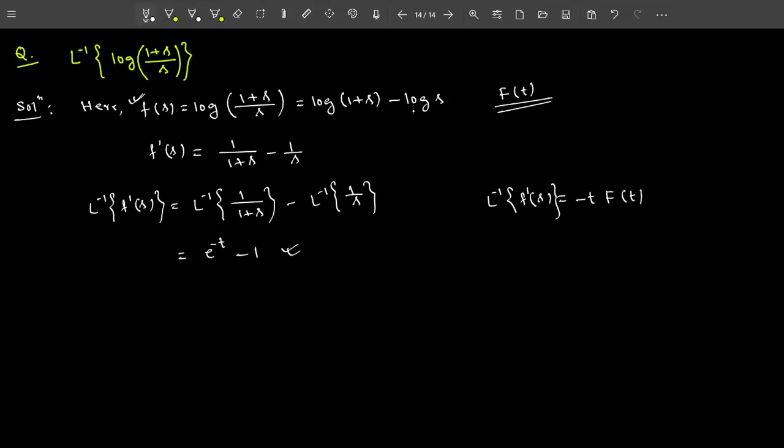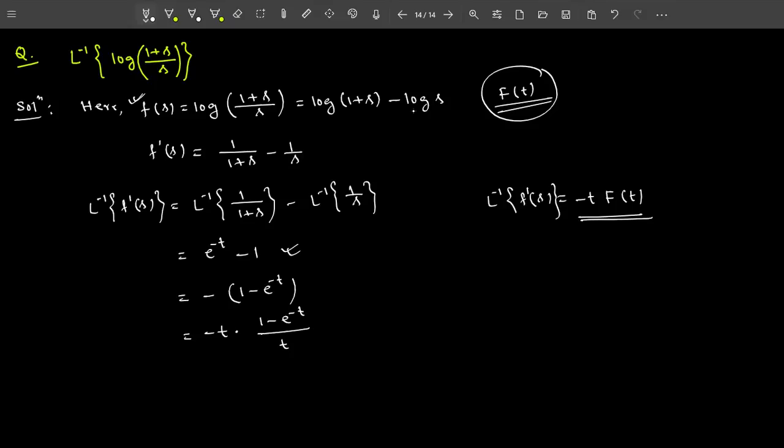Yes or no? We have calculated f dash s and we have calculated Laplace inverse of f dash s, and this is the result. Now, if anyhow we can arrange this result, e to the power minus t minus 1, in this form, minus t into f of t, then comparing these two results, you will get f of t. Yes or no? And this is our main target. You have to find f of t. So let's write this result in this form. First take common minus, so that will be 1 minus e to the power minus t, and here t is multiplied, so let's multiply t. So minus t into (1 minus e to the power minus t) divided by t.